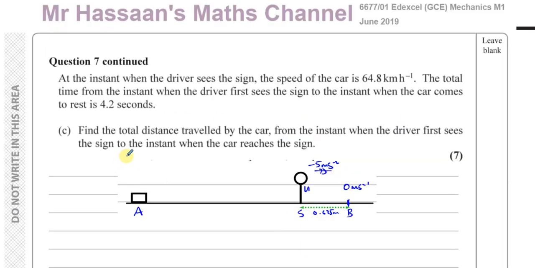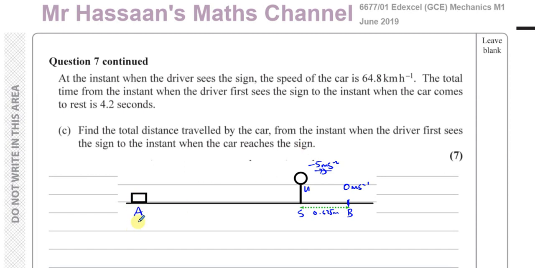Now for part C, it says, at the instant when the driver sees the sign, the speed of the car is 64.8 kilometers per hour. The total time from the instant when the driver first sees the sign to the instant when the car comes to rest is 4.2 seconds. Find the total distance traveled by the car from the instant when the driver first sees the sign to the instant when the car reaches the sign.